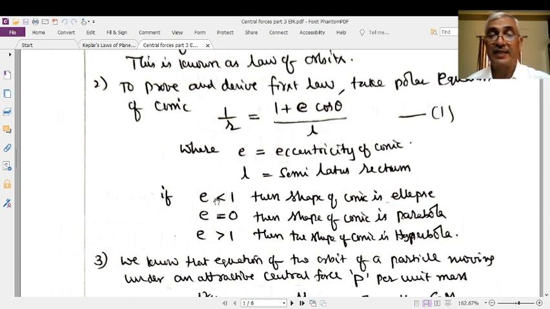If the eccentricity e is less than 1, then the shape of the conic is an ellipse. If e is equal to 1, then the shape of the conic is a parabola. If e is greater than 1, then the shape of the conic is a hyperbola. Therefore, the e value decides ellipse, parabola or hyperbola. For an ellipse, e value should be less than 1. Okay, it means that we have some path to prove it.